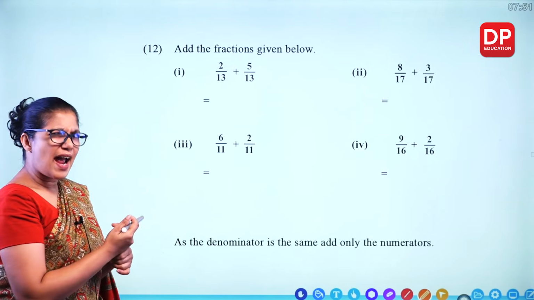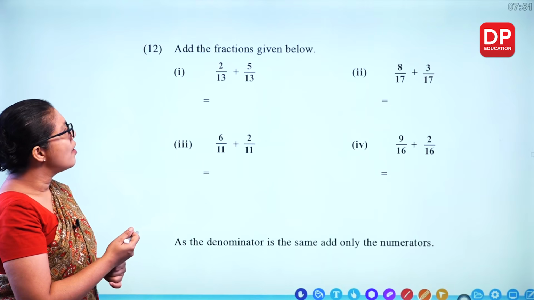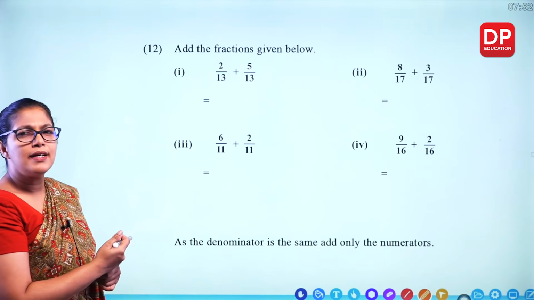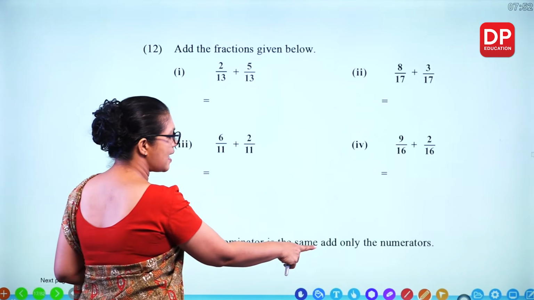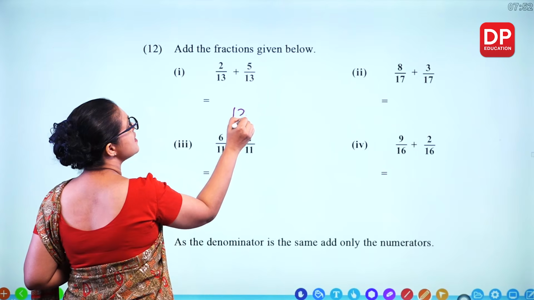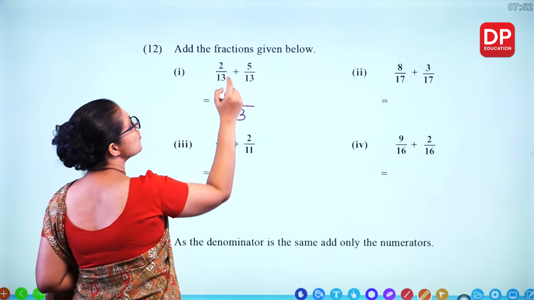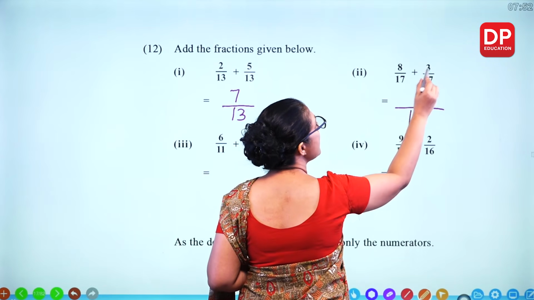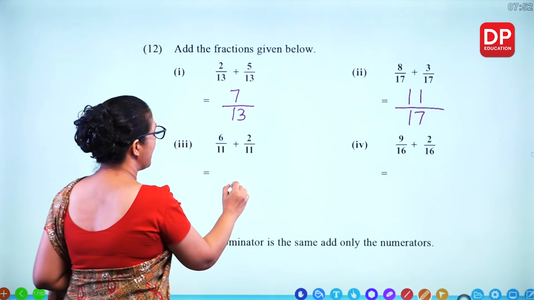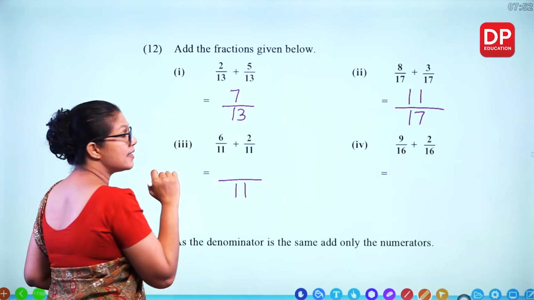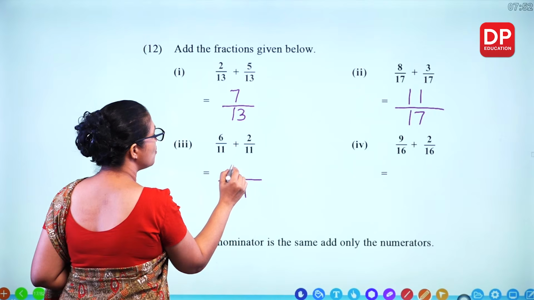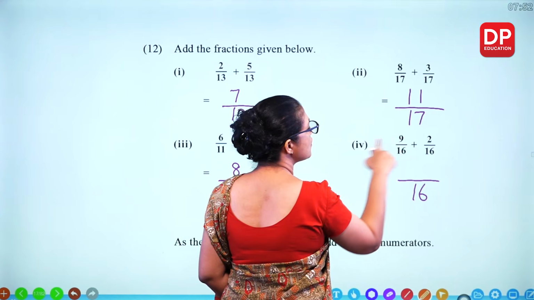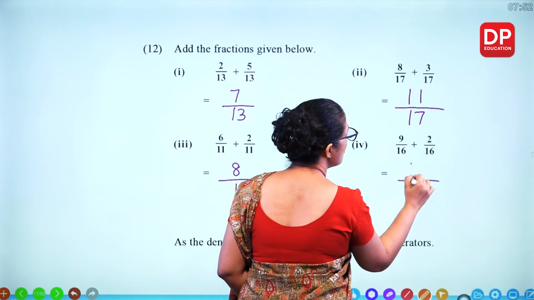Now let's revise addition. So you have done this before. Addition of fractions. Same denominator, so you can add the numerators only. As the denominator is the same, add only the numerator. So 13 is the denominator, 5 plus 2, you get 7. This one, 17 is the denominator, 8 plus 3, 11. 11 is the denominator, 6 plus 2, 8. 16 is common, same thing, so just add the numerator, 9 plus 2, 11.